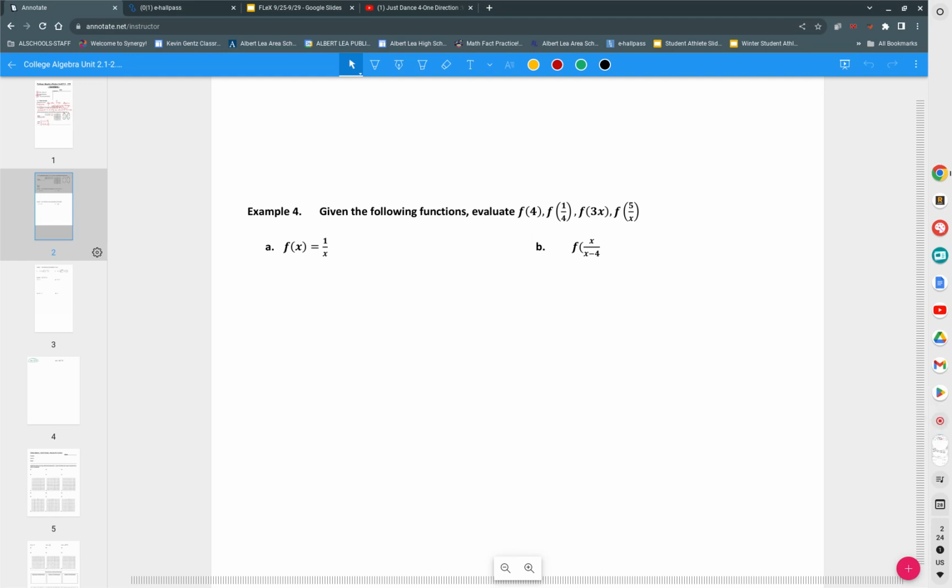Evaluate functions today. We started that a little bit yesterday. Do you remember the definition for a function? A relation in which every element of the domain corresponds to exactly one element of the range. You see it on your sheet? Yeah, I was reading it.